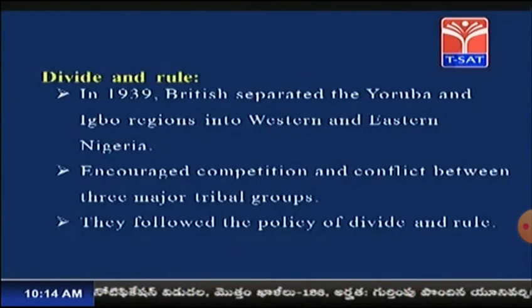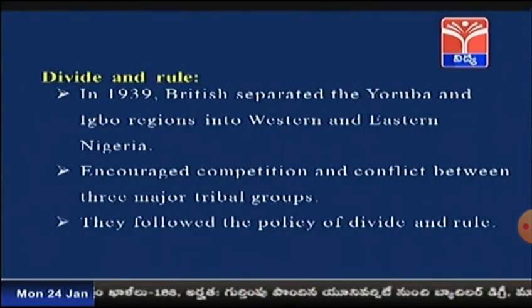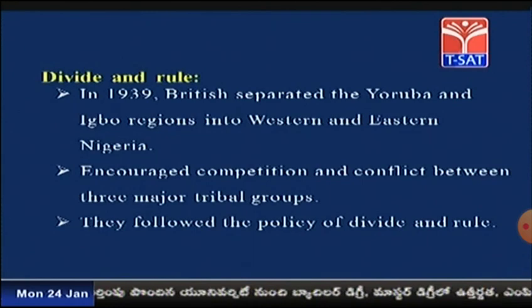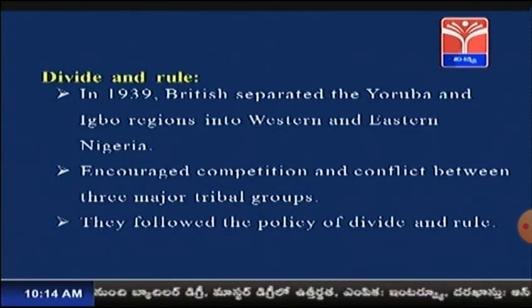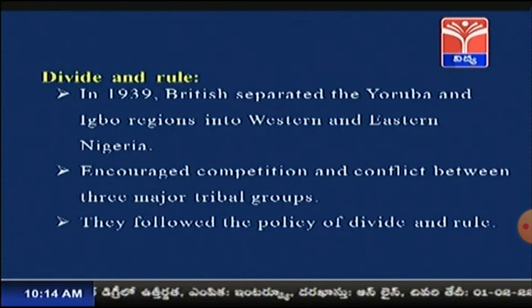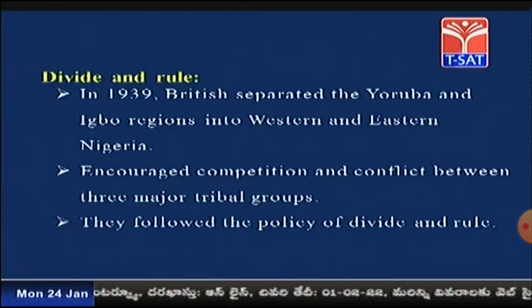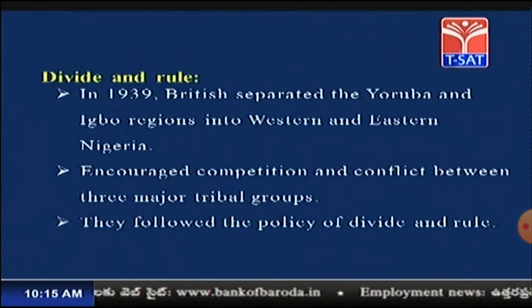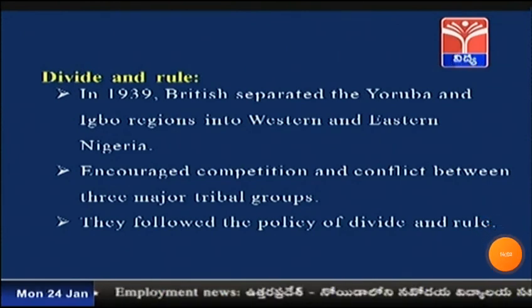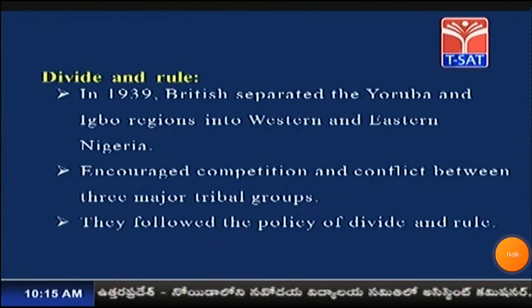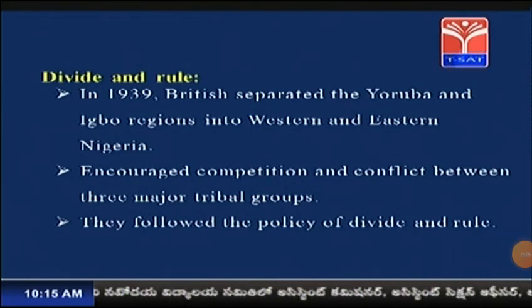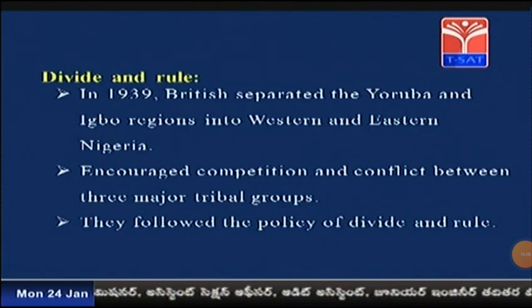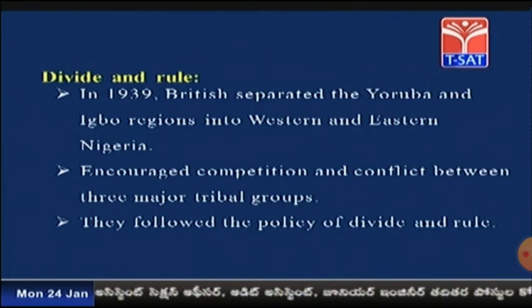So they divided the southern part into two parts, western and eastern Nigeria, with Yoruba and Igbo regions. Here in this region, they encouraged competition and conflict between the three major tribal groups. That means in the northern part and southern part, eastern and western Nigeria, they followed this policy of divide and rule.